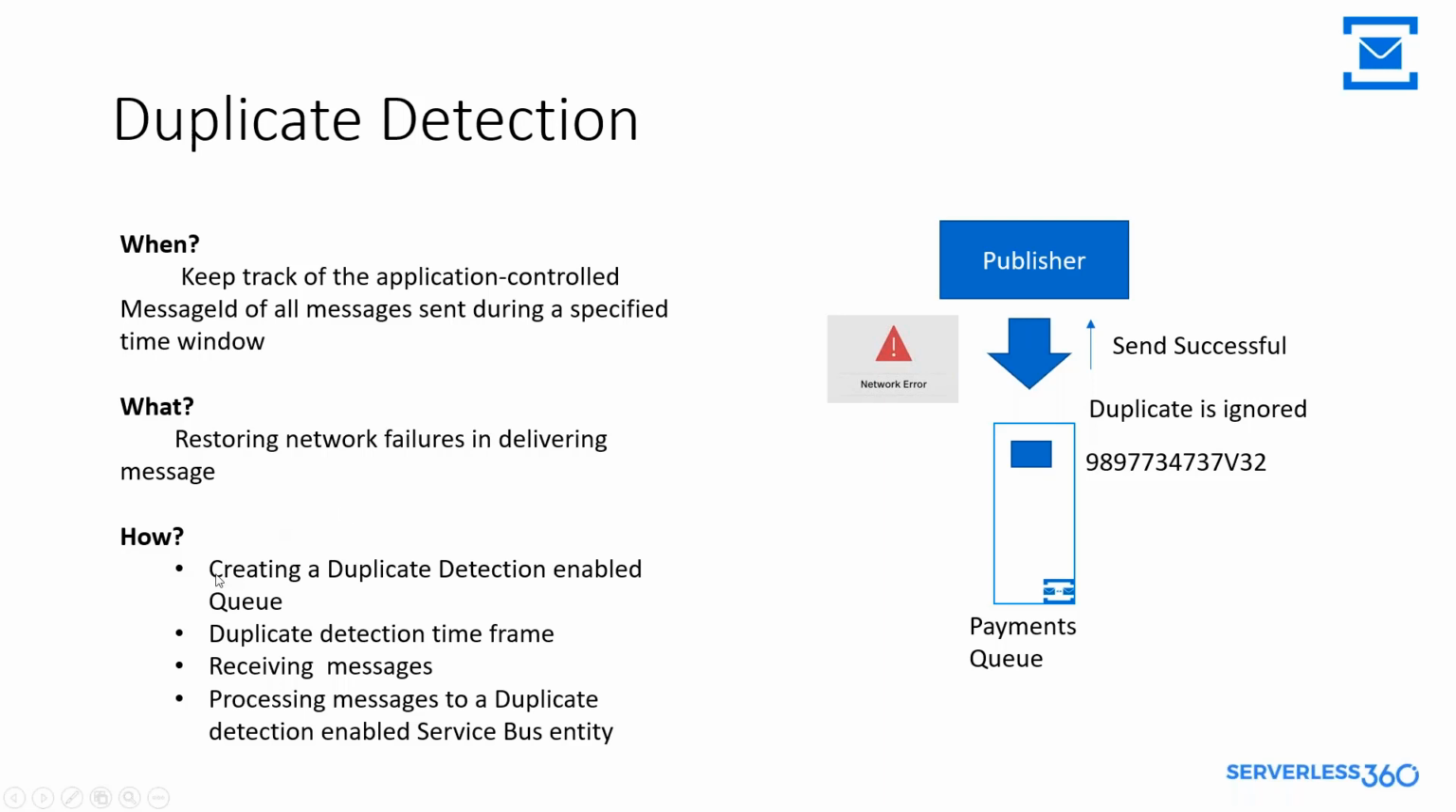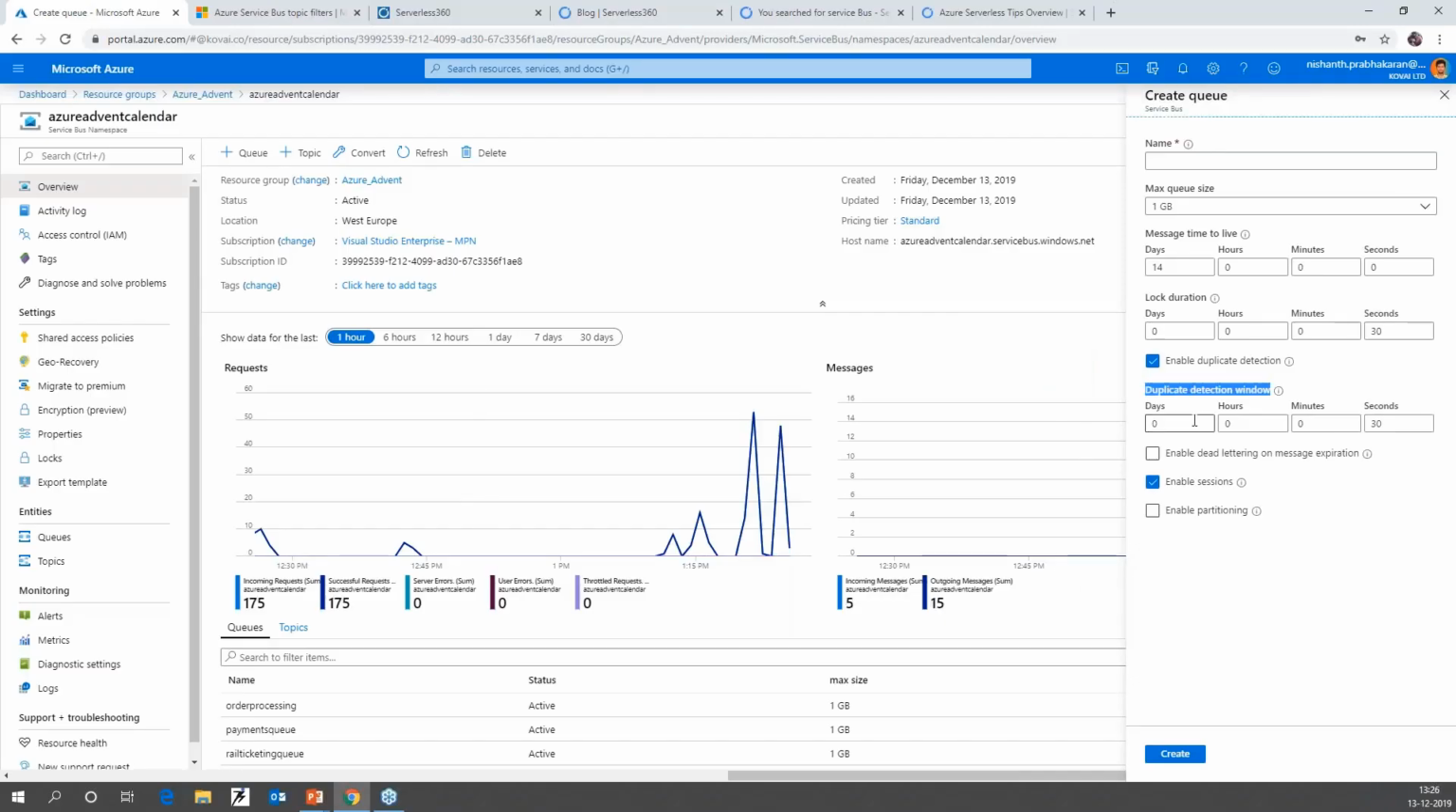So creating a duplicate detection enabled queue is quite simple. And as we said, you can enable this property and define a duplicate detection window. So when we say the window is a few hours, the message ID received will be retained in a temporary location for the specified duration, and any incoming message ID will be compared against this retained message ID to make a decision of whether the message should be retained or rejected.